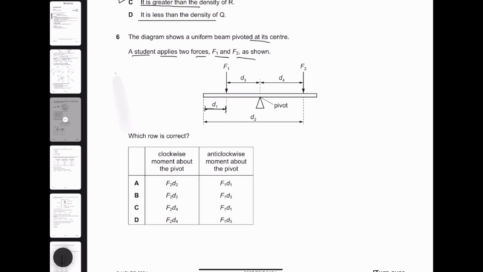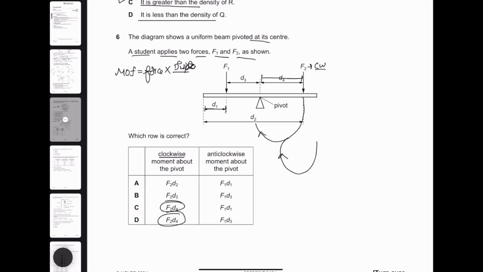You have simply studied that moment of force is equal to force multiplied by the distance from the pivot. Now, clockwise movement will be created by which force? Clockwise is something like this, so this F2 force is also trying to rotate something like this. So F2 will create clockwise movement. And what is its distance from the perpendicular axis, the pivot axis? D4. So it should be F2 D4. So our answer should be out of C and D.